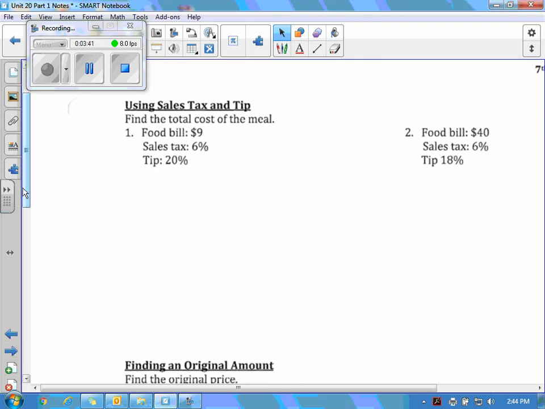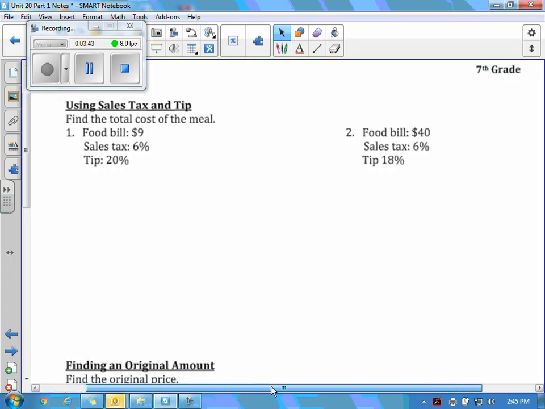I'm moving on to the back side of your notes. We're going to look at finding the cost of the meal. So we're going to include tax and we're going to include tip.